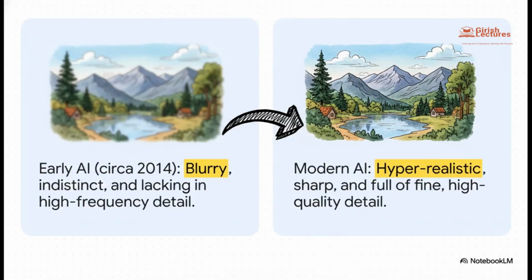Okay, I mean, just look at the difference here. It's night and day. Early AI, around 2014, gave us images that looked like a watercolor painting that got left out in the rain. Now, we have modern AI that can generate these hyper-realistic, super sharp images full of texture. This incredible leap wasn't just about getting more powerful computers, it was about fixing a fundamental flaw in one of the original models, the Variational Autoencoder, or as we call it, the VAE.